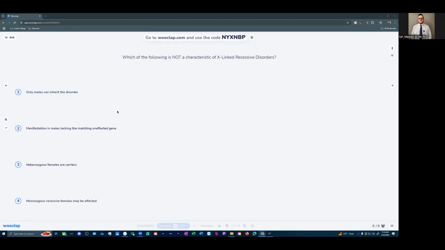So, which of the following is not a characteristic of an X-linked recessive disorder? This is a tough one, but X-linked recessive. I'll let you pause and try to think about it.